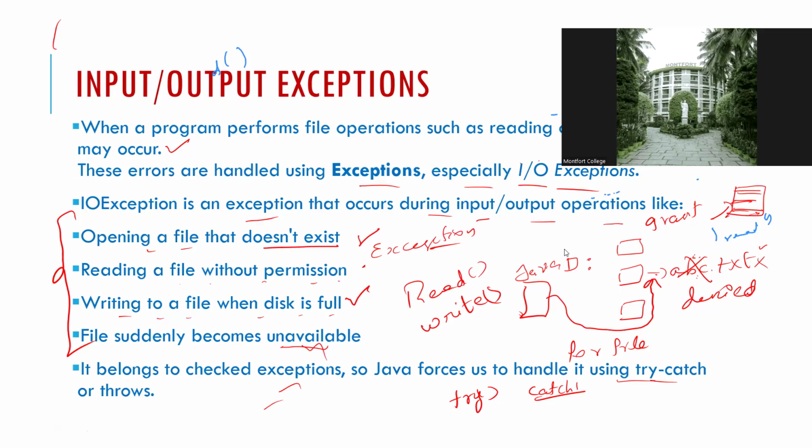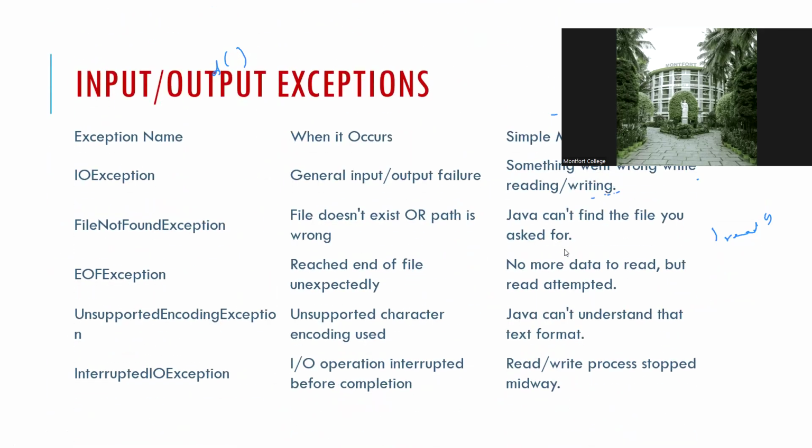All right, now we will jump into the code, how it works, that we will see. So here some of the exceptions they have given. First one is the exception name, and then when the error occurs, a simple meaning for that particular exception. First one, IO exception. In which situation will it occur? General input output failure. Something went wrong while reading and writing. It may be deleted or it may not be available. And coming to file not found exception: file does not exist or path is wrong.